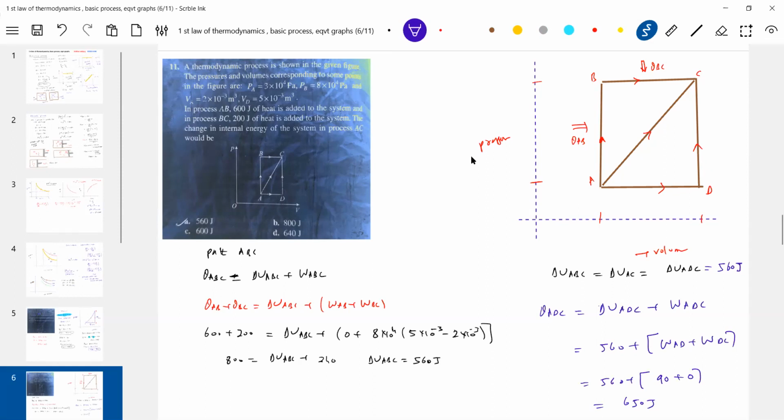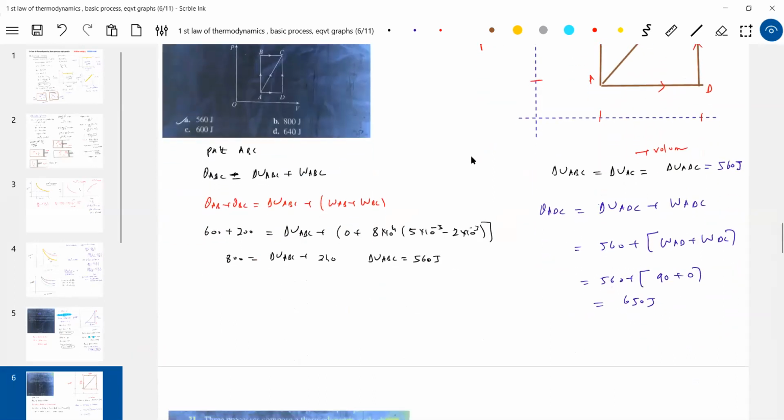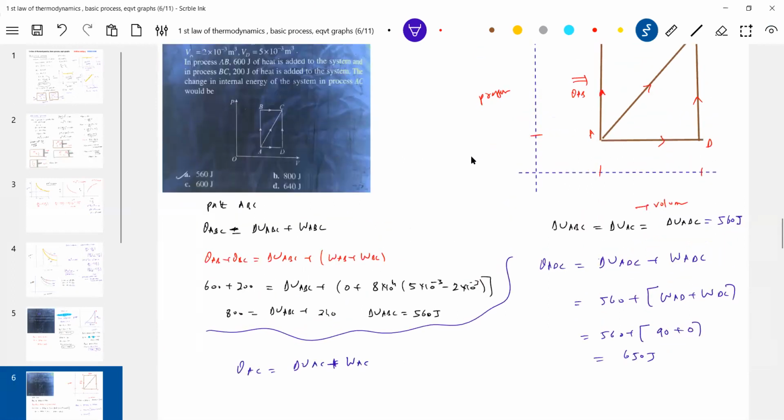Again, if you have some information, you can further calculate the heat absorbed in this particular path. Can we calculate QAC? If you know WAC, you can calculate it, because already you know delta U AC. You can also calculate QAC. So if you know WAC, you can calculate the heat absorbed or rejected in the path AC, just based on the first law of thermodynamics.